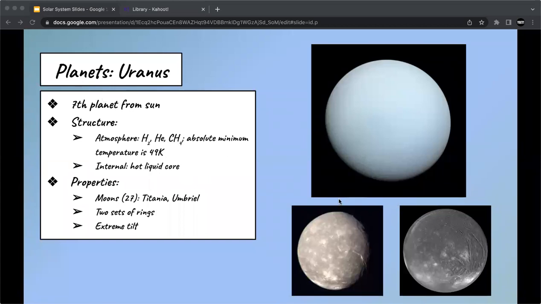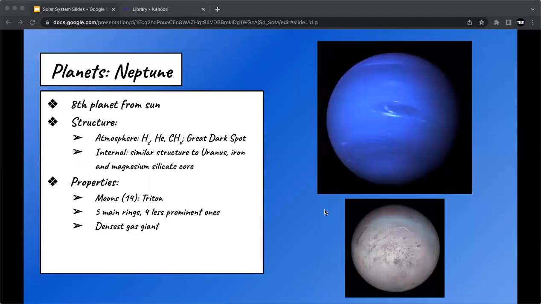Okay, let's move on. Last but not least, we have Neptune, which is the 8th planet from the sun. Its atmosphere is similar to Uranus, but we can see Neptune is much more blue, and we don't know why it's much more blue. And in the picture, I think you guys can see this.